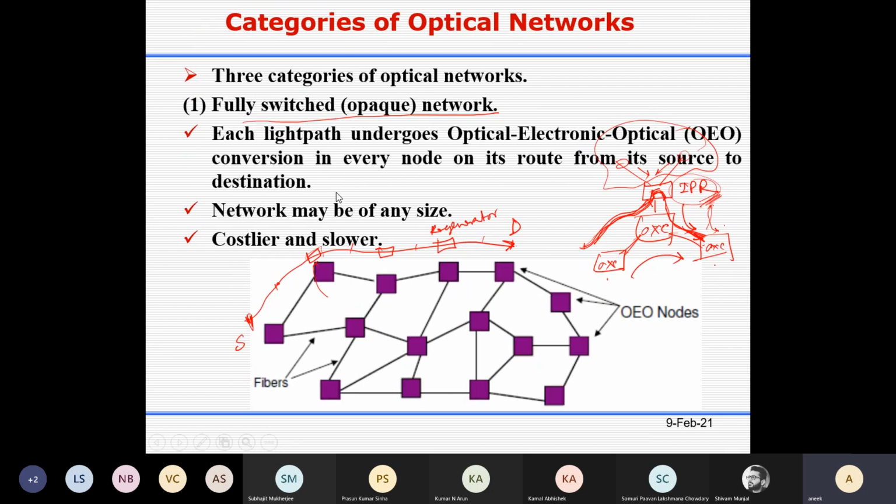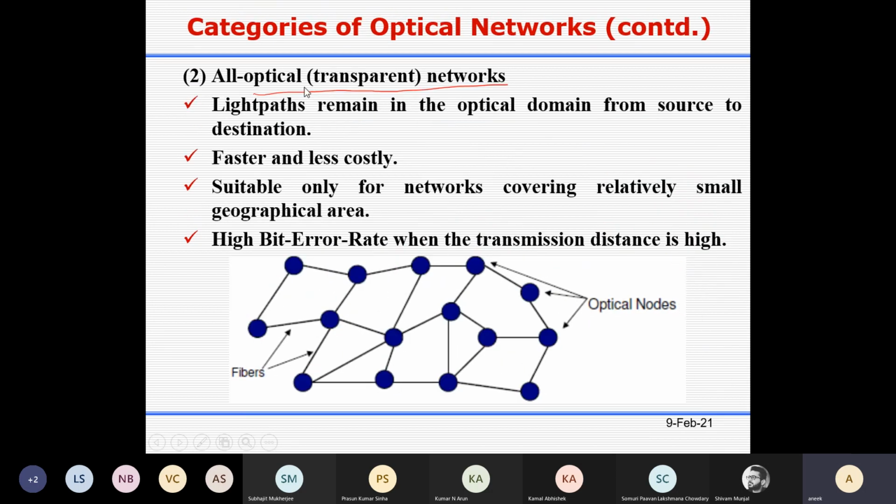And this is your opaque network, and the second one is the transparent network. In a transparent network, as we know, from the source node to the destination node you have an all-optical light path. That means in the intermediate nodes there will be no electrical layer processing. Leaving the optical node for source destination, it is faster and less costly, because you are not using regenerators. Suitable only for networks covering a relatively small geographic area.